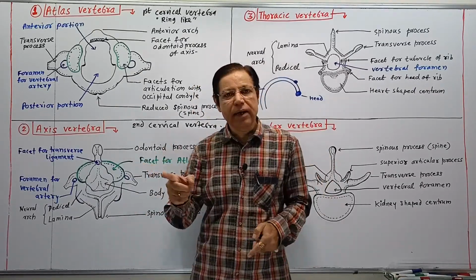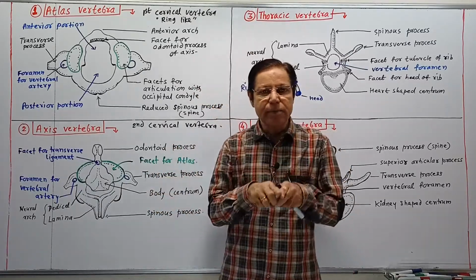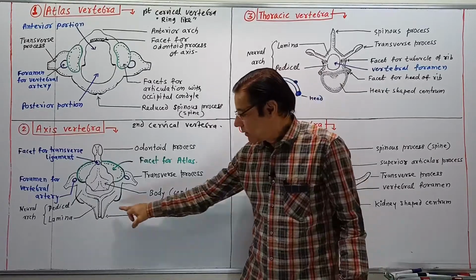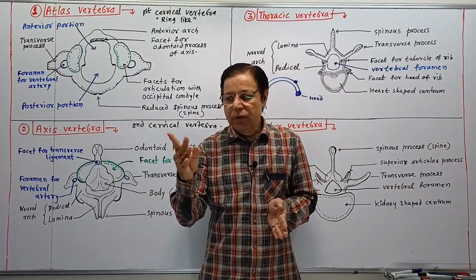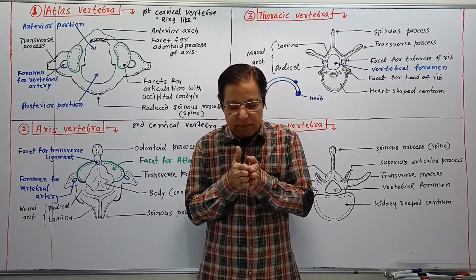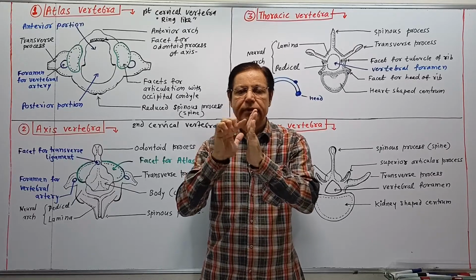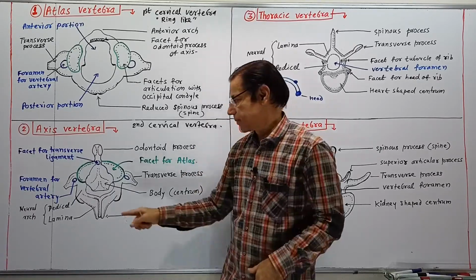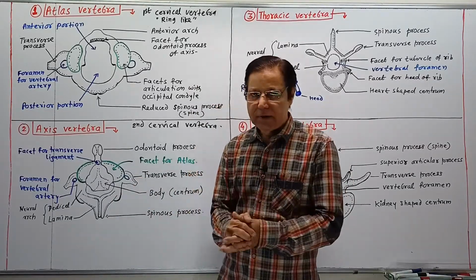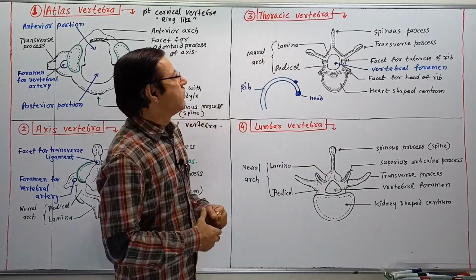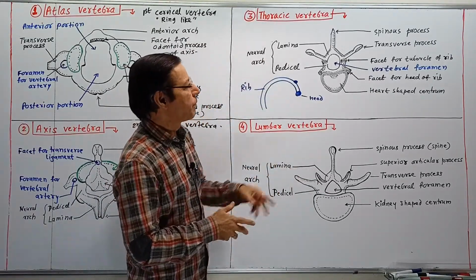But in typical cervical vertebrae 3, 4, 5, 6 there is a bifid spine, meaning the spine is like this, and in the third, fourth, fifth and sixth typical cervical vertebrae the spine becomes bifid, somewhat forked or branched. Okay, this is all about the cervical vertebrae. Now we will learn about the structure of the thoracic vertebra.